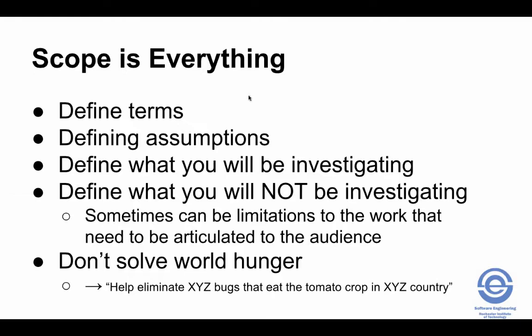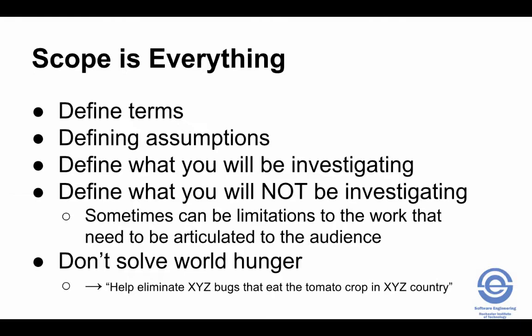One of the big challenges is that students try to solve too much. Their scope is generally too big. I call it the solving world hunger problem. So if you set out and you say, I'm going to make mobile apps more secure, that's a solving world hunger problem. You need to really find a sub area, one specific area you can focus on, and be an expert in that area and focus on that specific area.